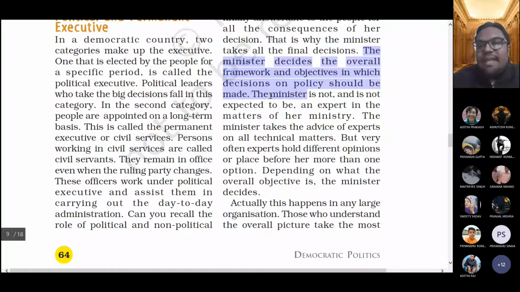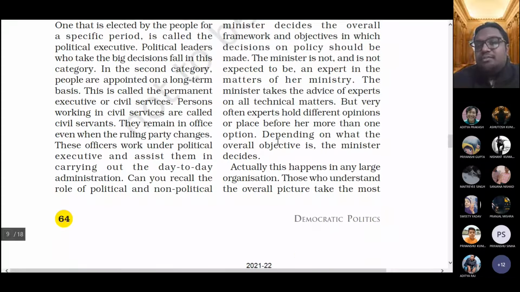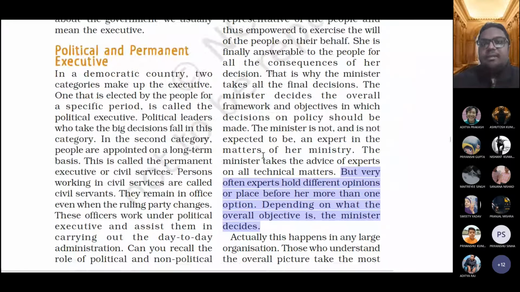The minister is not expected to be an expert in the matters of her ministry, but the minister takes the advice of experts on all technical matters. But very often experts hold different opinions or place before her more than one option. Depending on what is the overall objective, the minister decides. What is the overall objective? What is right overall for the whole country? Looking at that, the minister decides what should be the final decision.